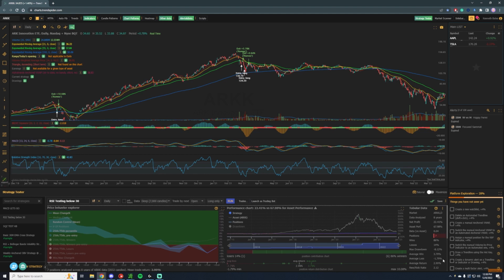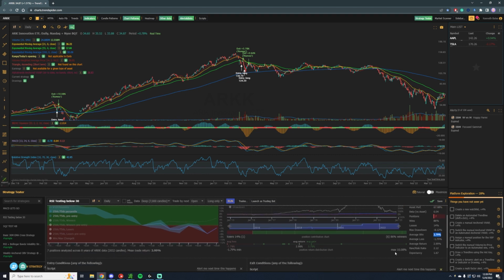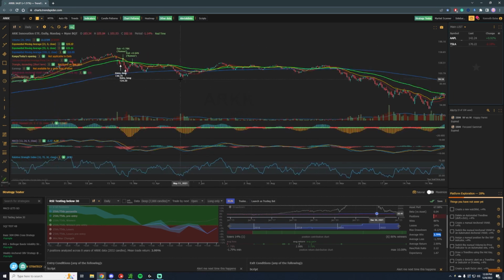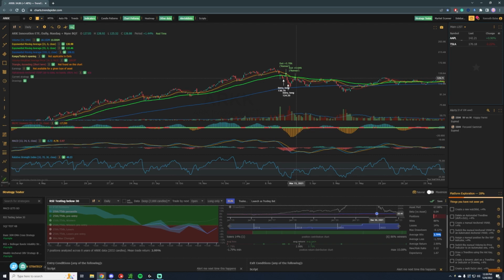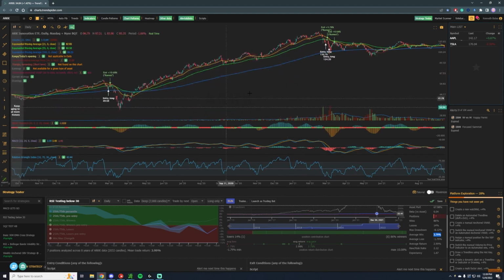And the loss was only 1.79%, and the max win was around 3.79. So the average was around 3.79, with the max being well above 10%. So just in a matter of basically 2 weeks right here, you could have made easily nearly over 6%, just implementing this strategy.